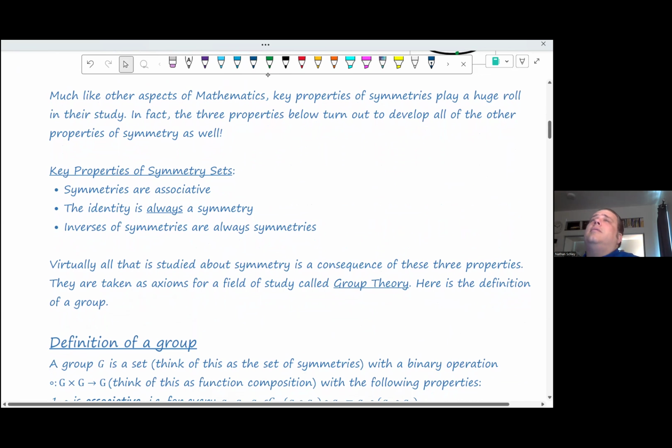I'm just going to read what I wrote here. Much like other aspects of mathematics, key properties of symmetries play a huge role in their study. In fact, the three properties below turn out to develop all of the other properties of symmetry as well.